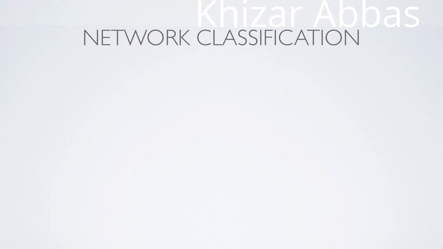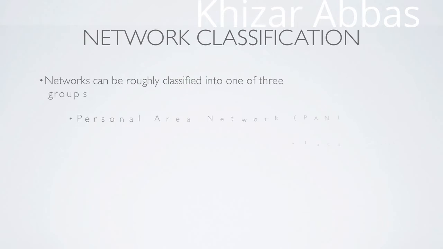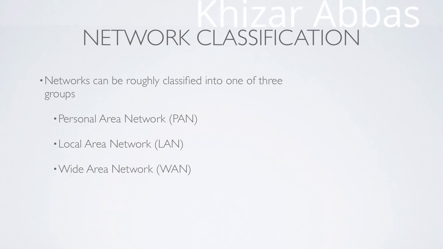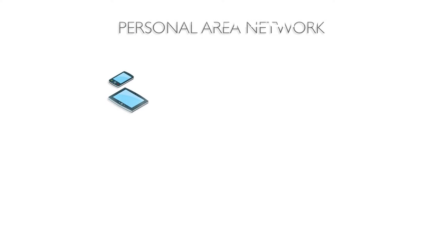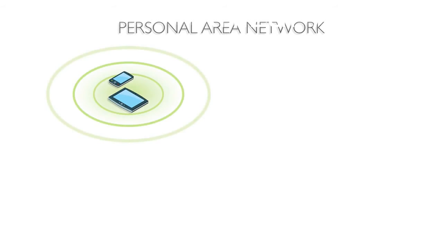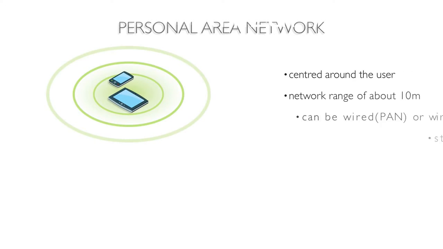Networks can be classified into one of three groups: personal area networks, local area networks, and wide area networks. A personal area network is used for communication among computer devices and peripherals in proximity to an individual's body, but may not belong to the person in question.